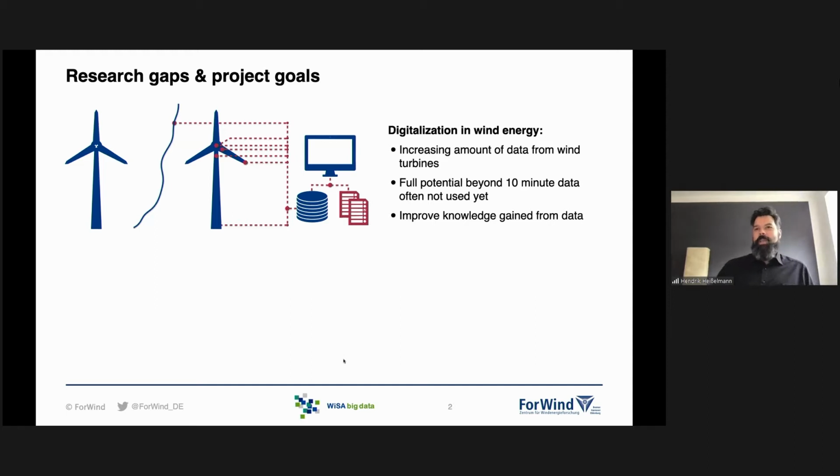So what is basically the research gap we're tackling? We all know, and we've heard that in the presentation by Sarah earlier, that of course there's quite a lot of data each wind turbine basically produces. That's on the one hand due to the ever increasing number of sensors which you can deploy in wind turbines. They're getting cheaper and cheaper, and it's way easier to connect those. So there's more sensors in a wind turbine. There's more wind turbines, of course, and these turbines are getting even larger. So in the end we get more data.